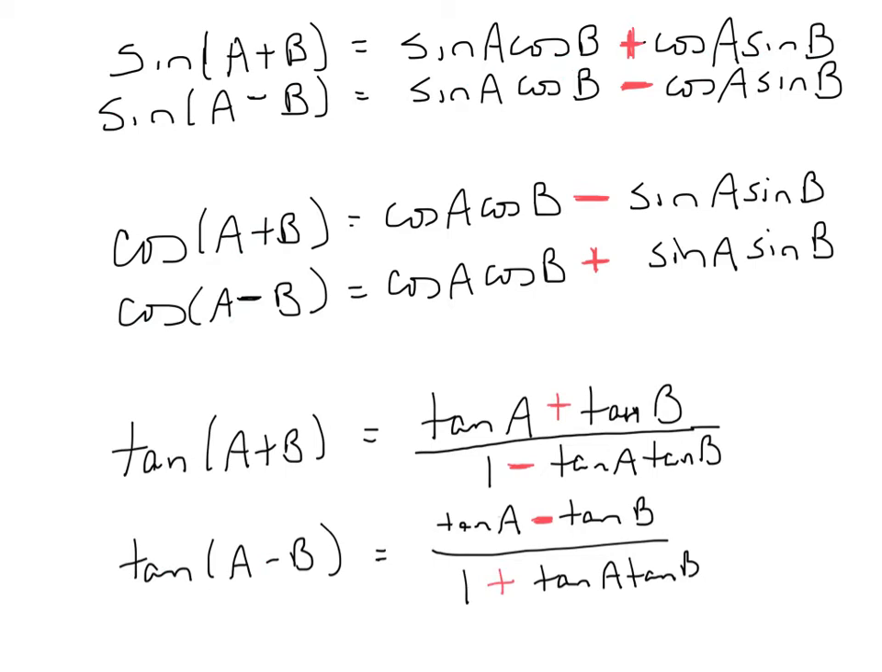Now, tangent, remember, is the ratio of sine over cosine. And so if I took the tangent of A plus B, if I took the sine of A plus B and divided by the cosine of A plus B, and then manipulated it to get common denominators and so on, what I would end up with is this piece here. Tangent of A plus tangent of B over 1 minus tangent of A times tangent of B. And again, for the sum, the numerator gets the plus, the denominator gets the minus. And for the difference, the numerator gets the minus, the denominator gets the plus. Other than that, the terms are the same.